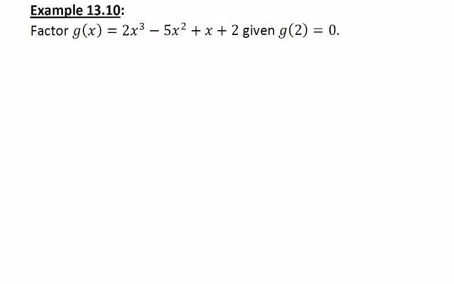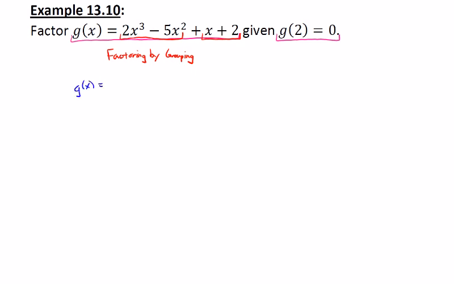Example 13.10 asks us to factor g of x, and it also says that we are given that g of 2 is equal to 0. Now, when I see the word factor and I have an equation given to me, I immediately think about my traditional factoring techniques. And with this particular example, I think factoring by grouping. So when I see factoring by grouping, I'm going to take the first two terms and group them together, and the second two terms I'm going to group them together, and I'm going to attempt to go through that process.